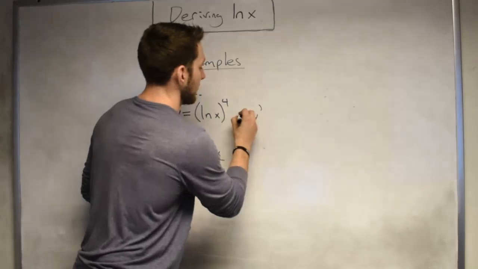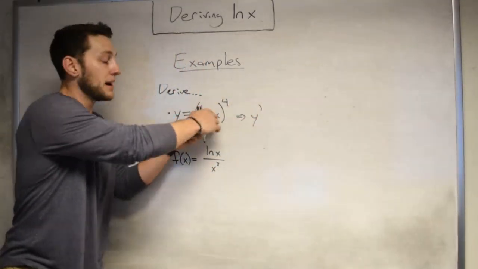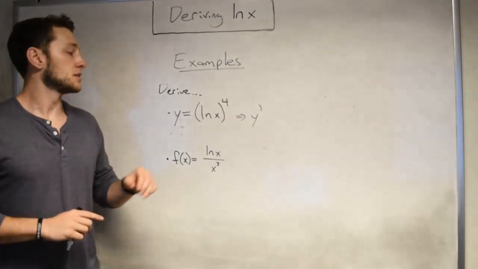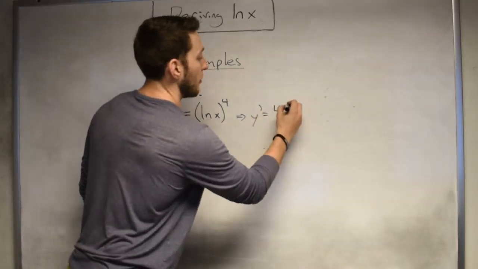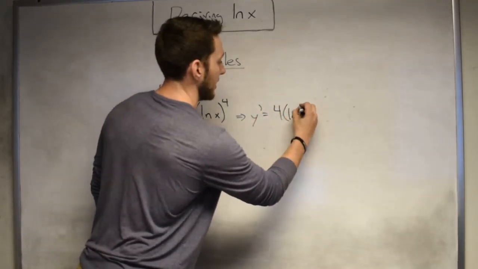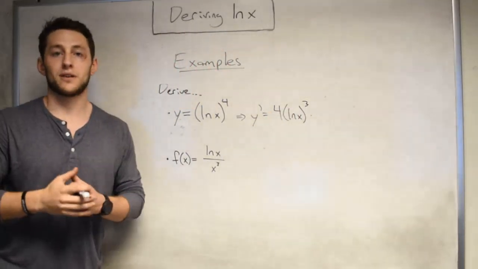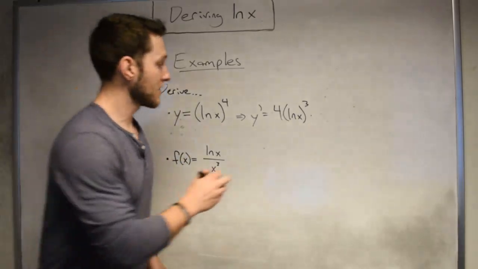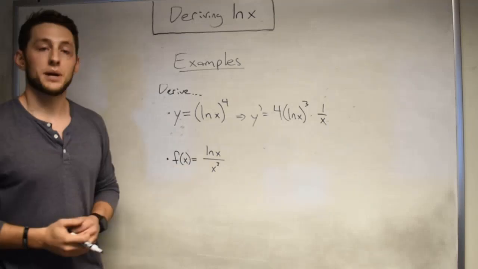When I derive this function, as I have something trapped by another function, trapped by a power, I have to use chain rule. Chain rule says the derivative of the outside, which is equal to 4 times the natural log of x cubed, times the derivative of the inside will give us our answer. The derivative of the inside, derivative of natural log of x, is just 1 over x. And that would be our answer.